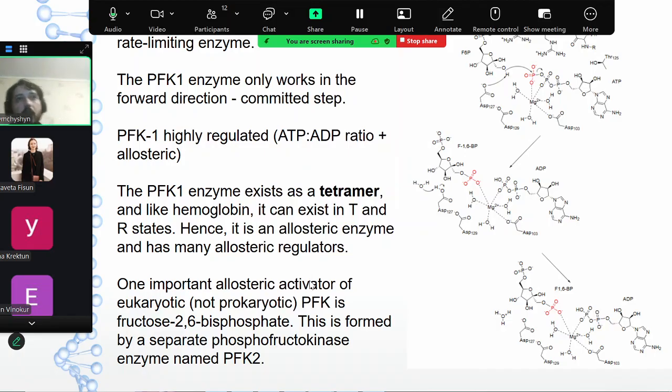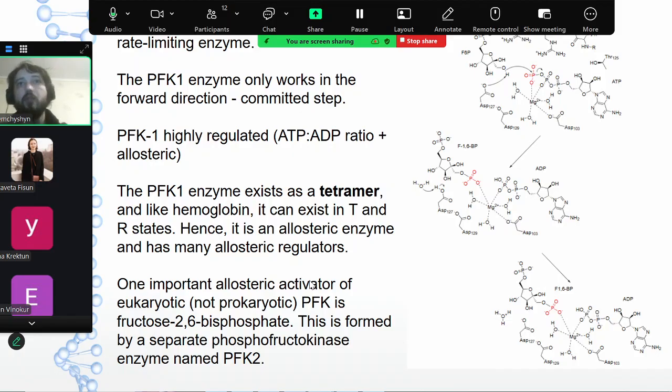So everything is okay, but this step is the slowest. Basically the slowest step determines the overall rate of the chain of reactions. You need to wait until everything passes through that slowest step, and then you will be able to complete the whole chain. So this is the rate limiting step. It only works in the forward direction. We had many other enzymes. They work one direction, another direction. This one is the committed step.